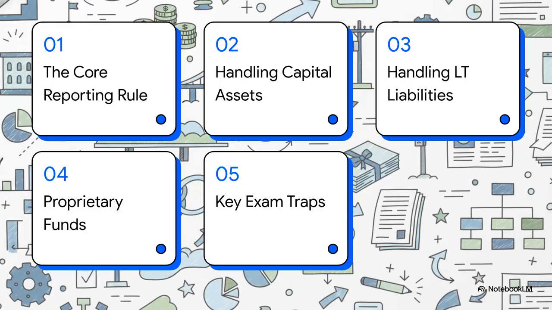Okay, here's our game plan. We're going to start with the one single rule that drives everything. Then we'll see how it works with capital assets and then with long-term liabilities. We'll do a quick check-in on proprietary funds and then wrap up with the most common exam traps you need to dodge. Let's dive in.